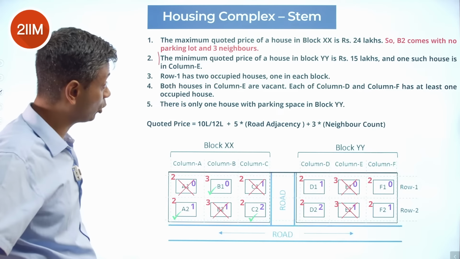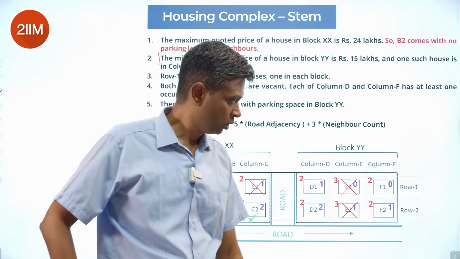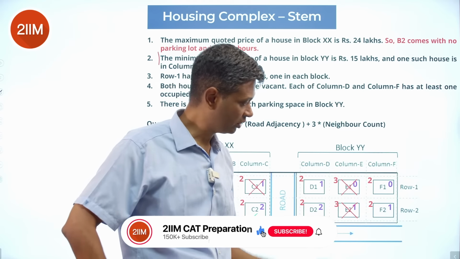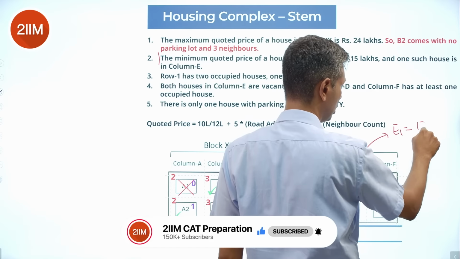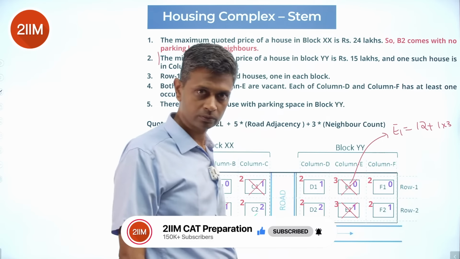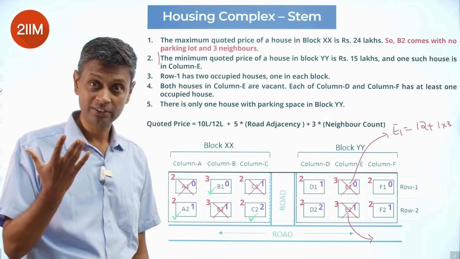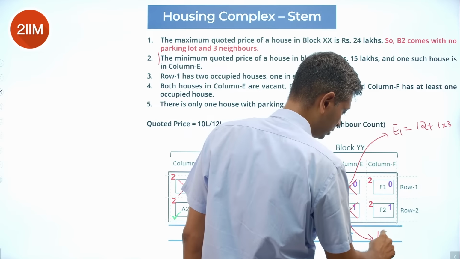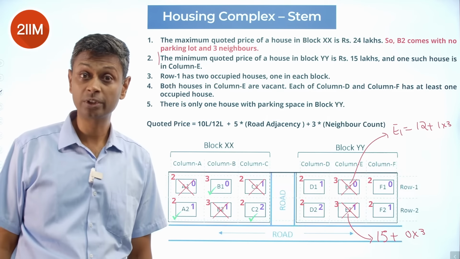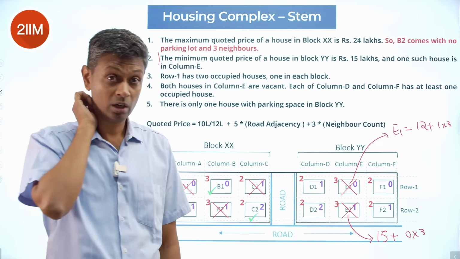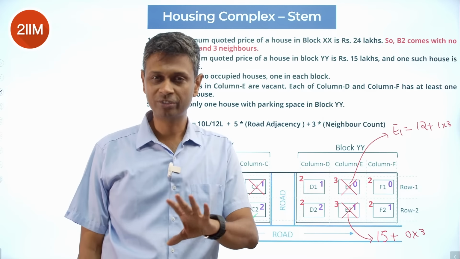The minimum quoted price of a house in block YY is 15 lakh, and one such house is in column EE. One of these two has to cost 15. This has no road adjacency. And so 10 or 12 is the base price, going up to 15. So we could have a scenario where E1 is 12 plus 1 into 3, or E2 adds up to 15, road adjacency is 5 plus minimum base price is 10, 15 plus 0 neighbor adjacency. These are the possibilities. So either E1, which is 12 plus 1 neighbor, or E2 is 10 plus 1 road adjacency and 0 neighbors. Okay.